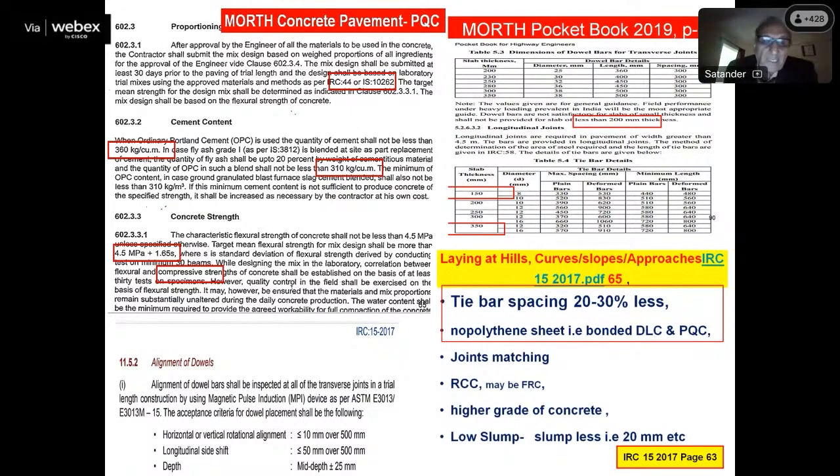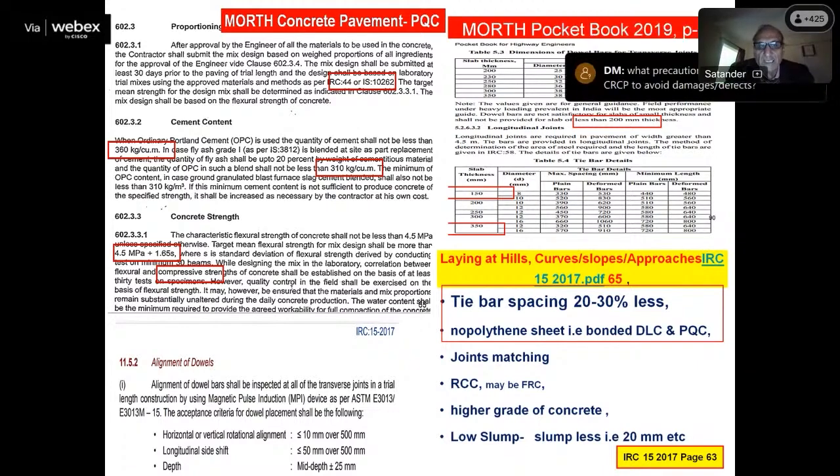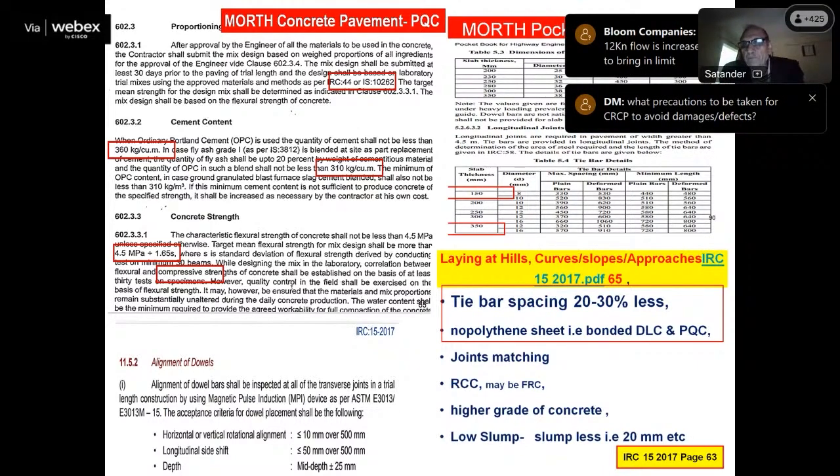And for standard deviation, you can see in the case of rigid pavement, we take 4.5 plus 1.65 into sigma, where the 1.65 figure has come. If you take 1.65, it means it will be the characteristic strength. Failure of 5% is permitted. In the case of concrete road, you have to design based on the flexural strength, but you have to cast cubes also. Both cube and beam should be cast. The main parameter is flexural strength, not the cube strength.